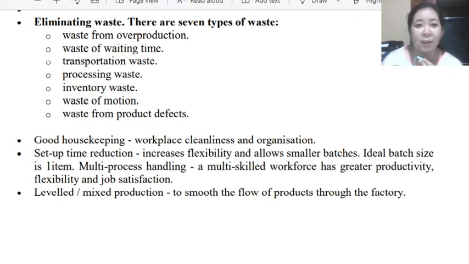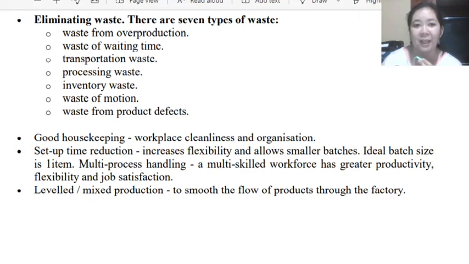Another is leveled or mixed production. So they can also use this type of setup to smooth the flow of products throughout the factory. Okay.